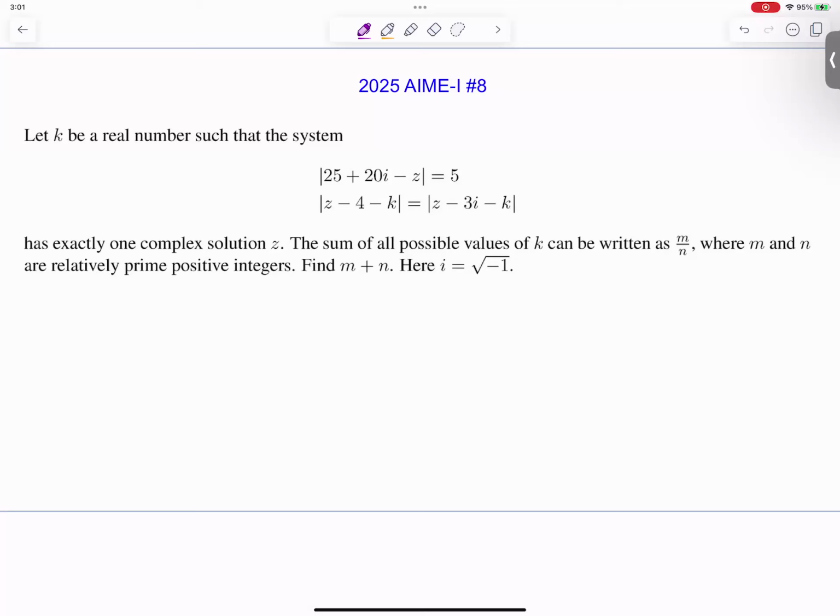Okay, if you look at these equations closely, we see that the first equation says the distance between Z and this complex number is 5. So that's a circle with radius 5. And if you look at the second equation, we can write this as Z minus this thing, and Z minus this other number. So that tells us that Z is equidistant from these 2 points, and that is the perpendicular bisector line. So there's a lot of geometry going on here.